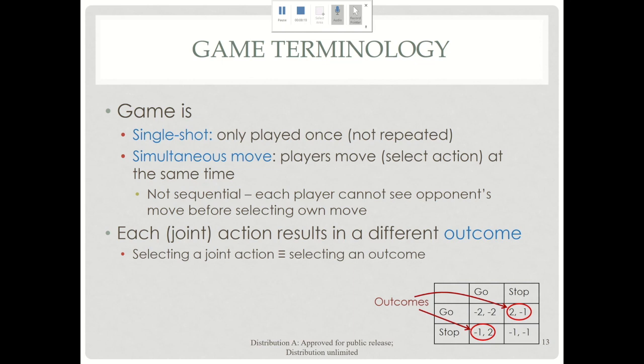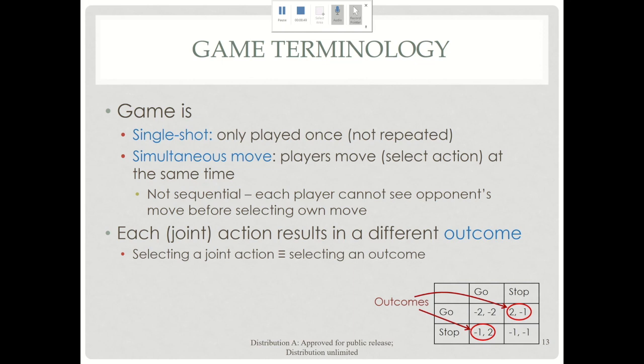Also, the game is simultaneous move, which is players move at the same time. It is not a sequential game, which is each player cannot see the opponent's move before selecting its own move. Once again, going back to the crossing the bridge game, each player is deciding whether to go or stop at the same time. This is in contrast to board games like chess, where you have sequential moves. Player 1 makes a move, player 2 looks at the move of player 1 and then makes its move, and so on. Our game right now, the normal form game, is a simultaneous move game.